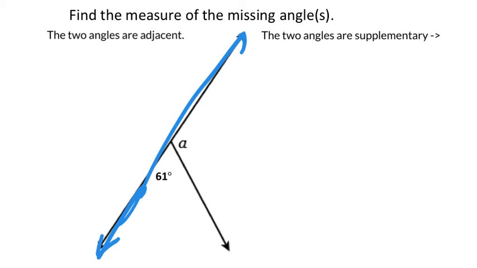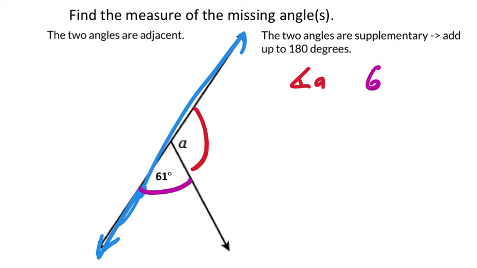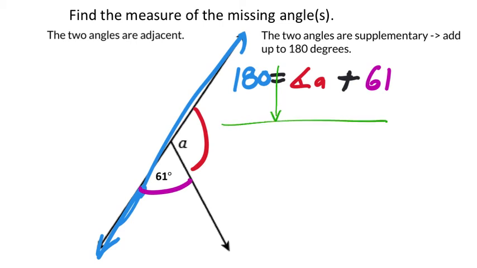Which again, supplementary means they add up to 180 degrees. Okay, and this allows us to make an equation with this, right? We got the angle A, and we got the 61-degree angle. They make the straight line. So that means if I were to add these together, then I'd get 180 degrees. Well, this is a pretty easy equation to solve. Again, I think some of you guys would even skip this step, which is fine if you do, as long as you get the same answer right there.